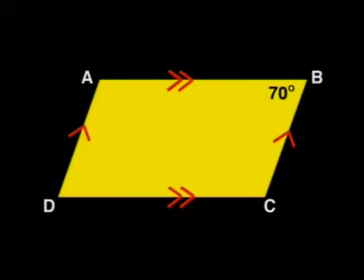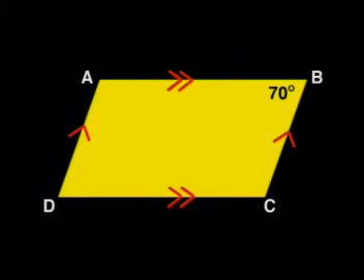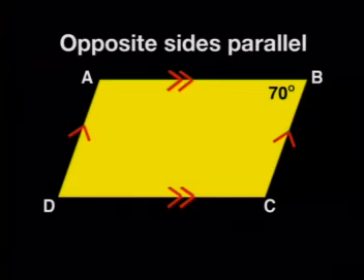To start things off, let's look at this problem. Given parallelogram ABCD, we are going to prove that angle A is equal to 110 degrees. There are several ways to prove this. Here's one. In any parallelogram ABCD, the opposite sides are parallel. This is one of the properties that define what a parallelogram is.